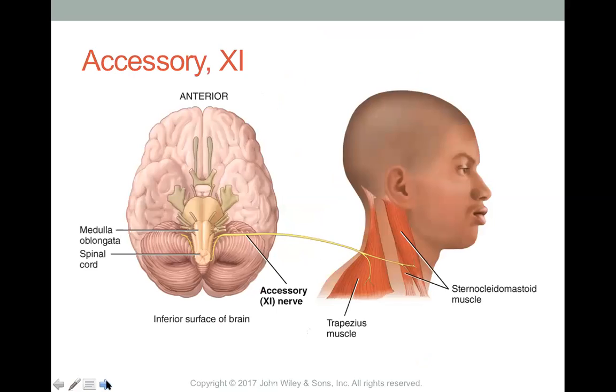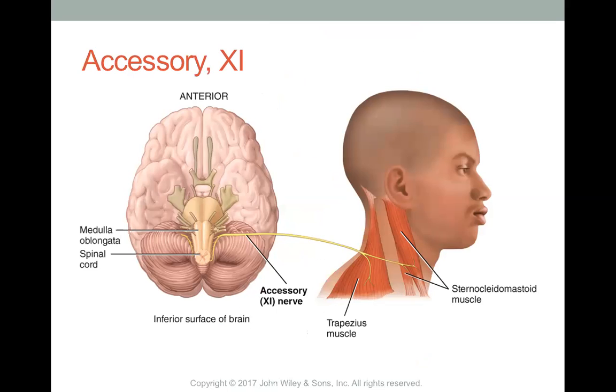Now there's the accessory nerve, or cranial nerve 11. This one is going to be strictly motor. And you'll see here that we are supplying the upper area, our trapezius of our shoulders, and then into our neck, those muscles, the sternocleidomastoid muscle.